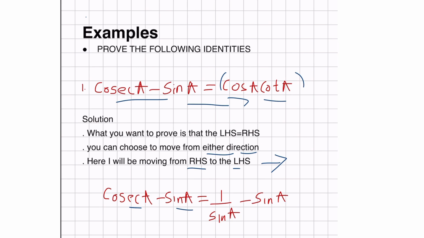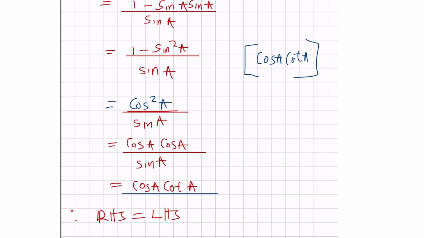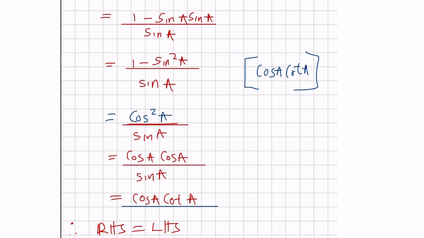So from there, you're going to simplify it. Your common denominator is sine of A. And ultimately, you're going to get 1 minus sine of A times sine of A. So sine of A multiplied by sine of A, you're going to get sine squared of A. So it's 1 minus sine squared A over sine of A.